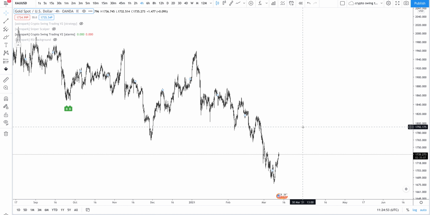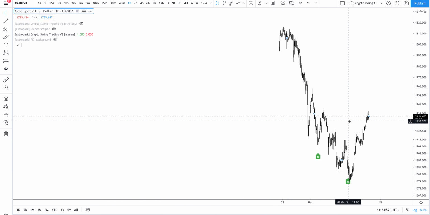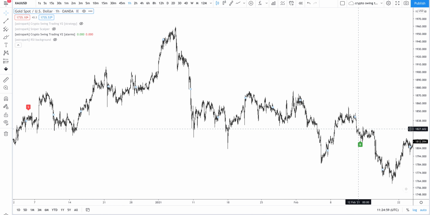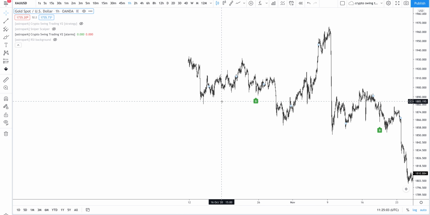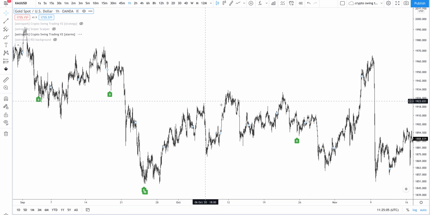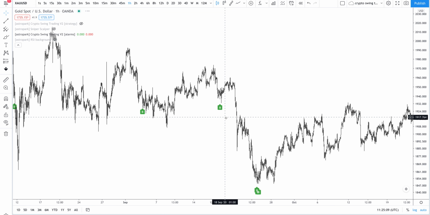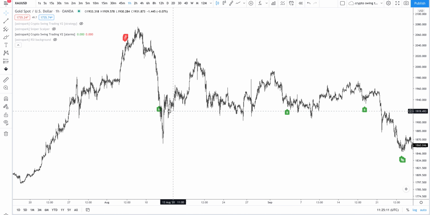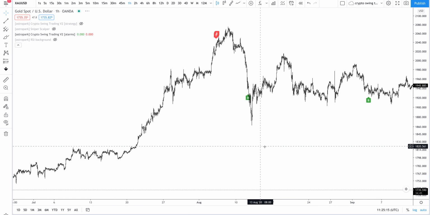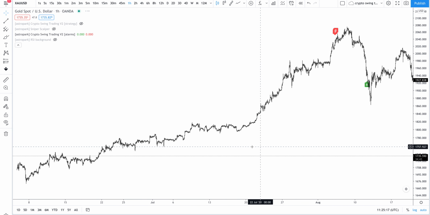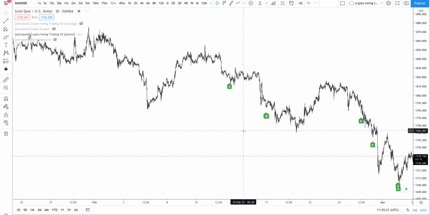As you can see, pretty good. On 1 hour, yeah, I guess, especially if you are a scalper, this is a really good indicator. It can help everywhere on every time frame. Let's check 30 minutes.